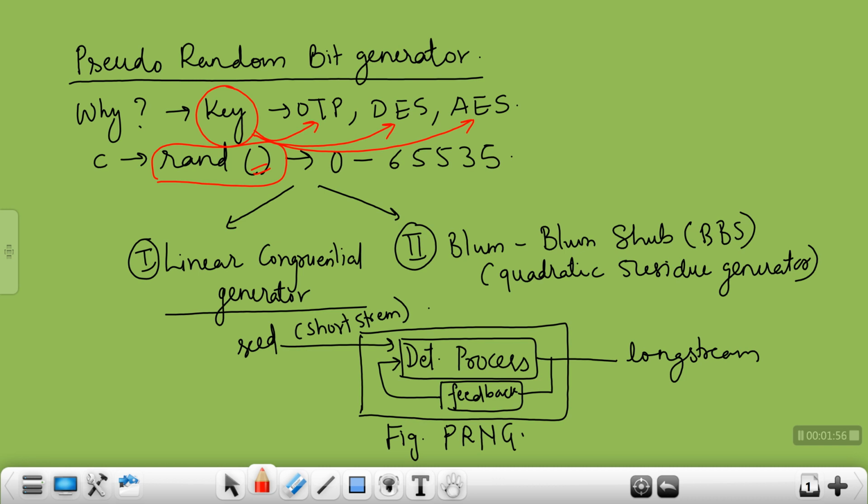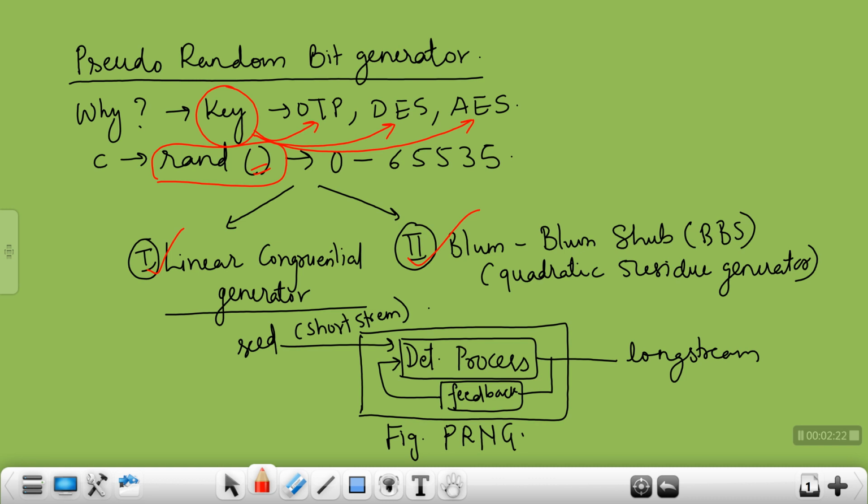Now going to the pseudo-random bit generator, we can generate pseudo-random numbers using two methods. One is the linear congruential generator, and the second one is Blum-Blum-Shub, also called the quadratic residue generator. In most of your question papers, questions have been asked on linear congruential as well as Blum-Blum-Shub.